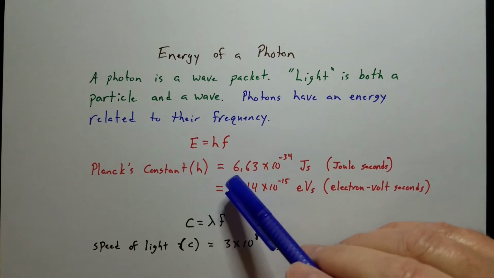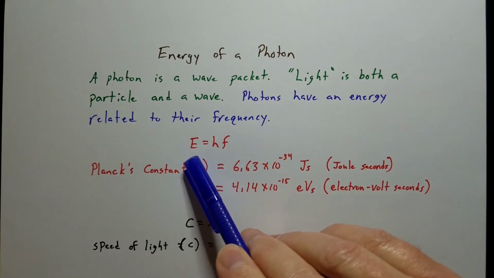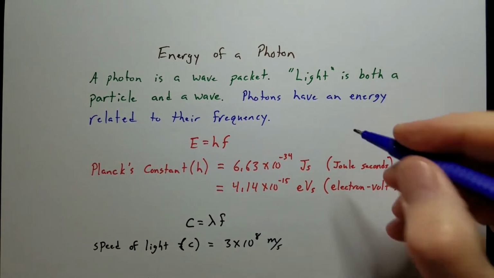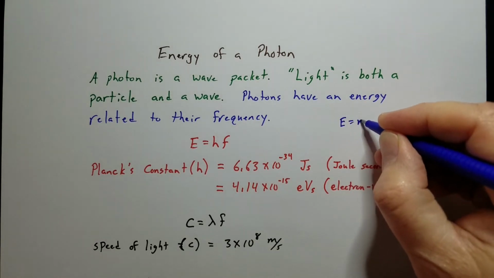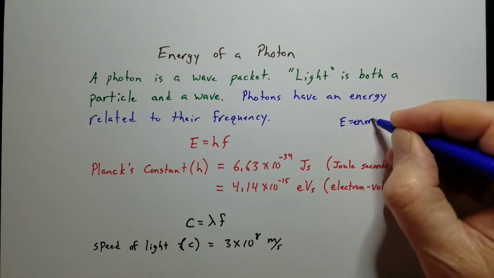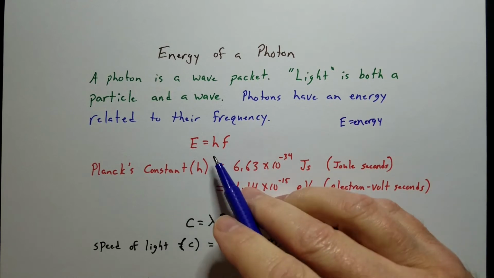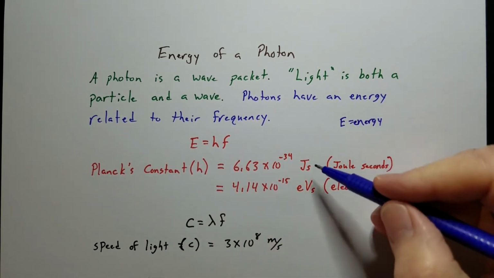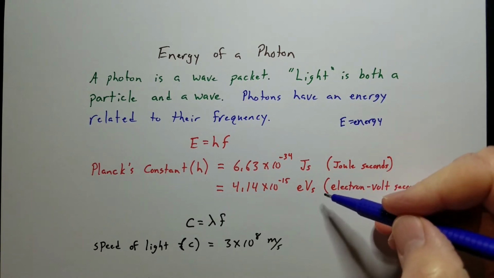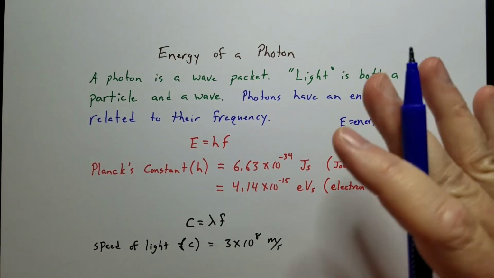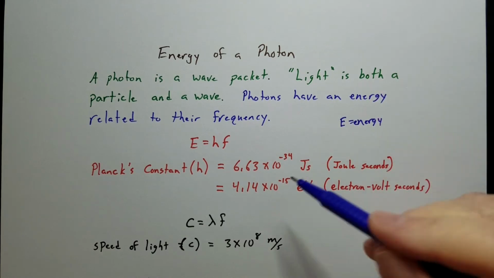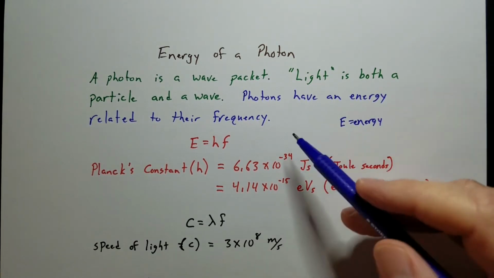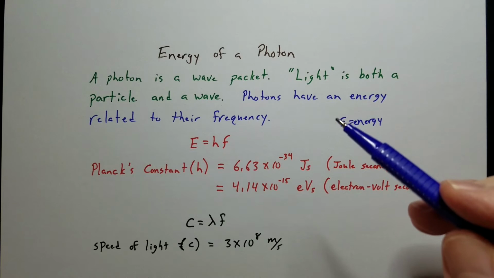We've got this basic equation, E for energy, equals h times f. H is Planck's constant, and it comes in two different flavors, joule seconds or electron-volt seconds, depending on which one the problem asks for. It's always one of these two constants, and f is frequency.